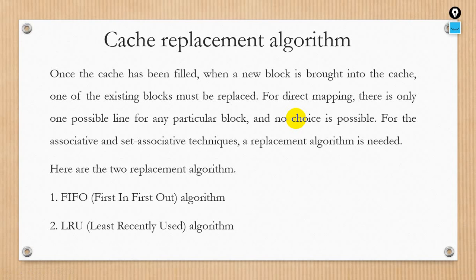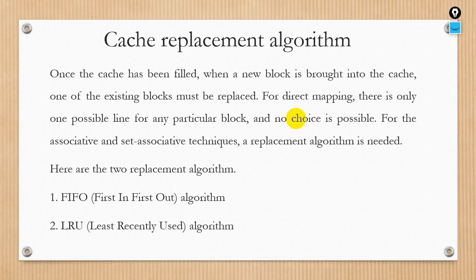Dear students, in the previous video session I discussed cache mapping. That was the mapping of the main memory blocks to cache lines, that is, the transferring, the copy of data from main memory blocks to the cache lines. In that mapping I discussed direct mapping, fully associative, and set associative mapping.